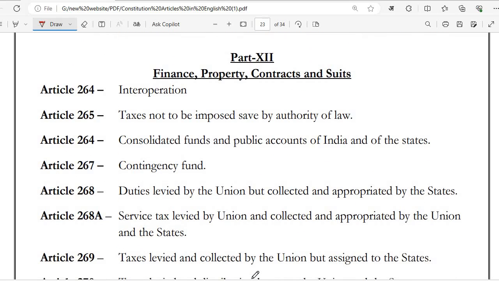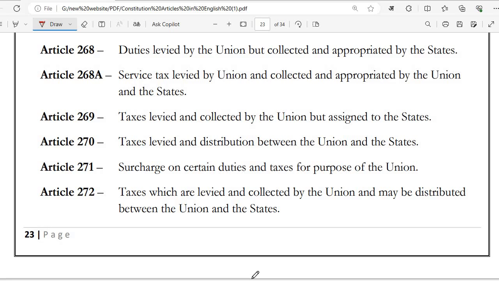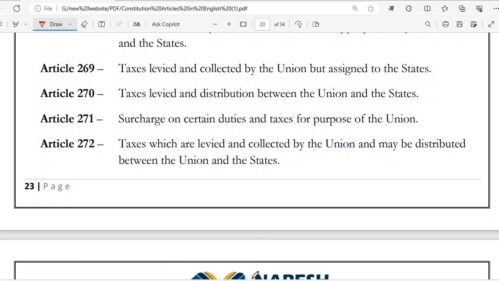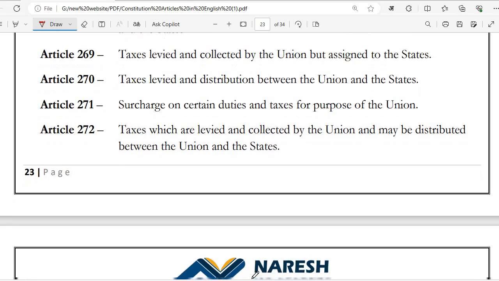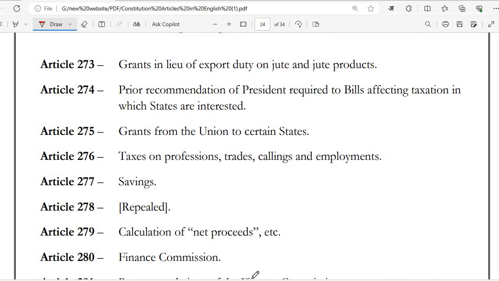Part 12, the financial relationships. This is in very much detail, and I will explain only some of them. Article 270, taxes levied and distribution between the union and states. All the taxes are divided between state and union government under this article. Next, Article 275, grants from the union to certain states. Different types of grants-in-aid are provided by the union government to the states. Important articles. And Article 279, calculation of net proceeds.